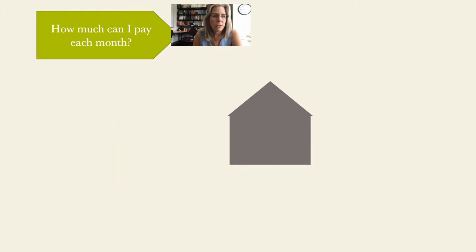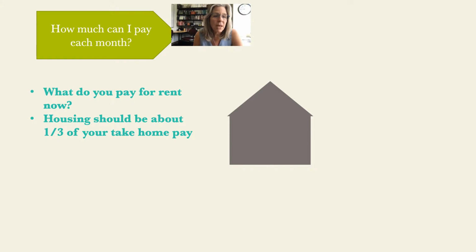So the first thing we're going to look at is, how much can I pay for a house? And this is a little bit of an easy question. It doesn't take too much energy. And the question is, what do you pay for rent now, and what are you comfortable paying? And there's a rule of thumb that says the house should be about 1/3 of your take-home pay. So if you look at how much you get paid every month, the amount you take home, you take 1/3 of it, and it should be about your housing portion.